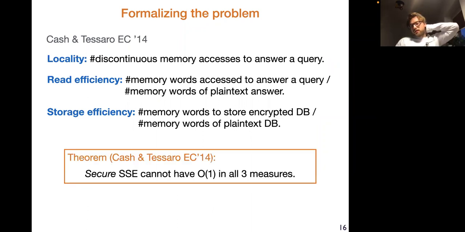So yeah, the maybe a bit unfortunate part about these three measures is, while they predict the efficiency of SSE schemes on HDDs, on hard disk drives, if the SSE is secure, so it has standard leakage, then we can't actually have O(1) in all three measures, which is kind of annoying for real-world databases, because then you can't get very good memory efficiency, which is also the bottleneck of most SSE schemes, at least of static keyword, single keyword SSE schemes.